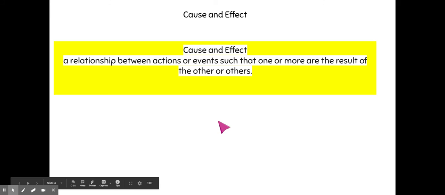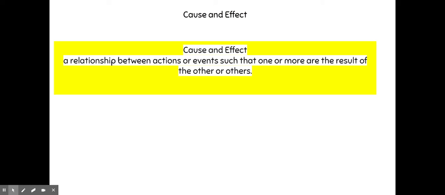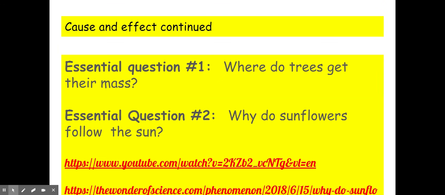All right, please write this in your science notebook. Cause and effect, a relationship between actions or events such that one or more are the result of the other or others. Again, I will repeat it. You can go ahead and pause it and then write this down, or you can go to our slide deck and write it down, but I will read it for you one more time. Cause and effect, a relationship between actions or events such that one or more are the result of the other or others.